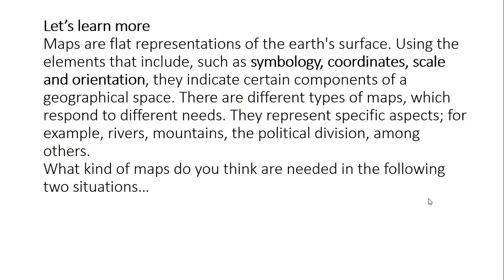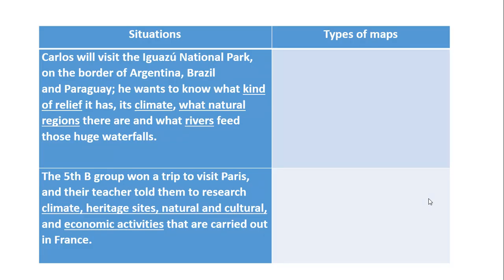Let's learn more. Maps are flat representations of the Earth's surface, using elements such as symbology, coordinates, scale, and orientation. They indicate certain components of a geographical space. There are different types of maps, which respond to different needs. They represent specific aspects, for example rivers, mountains, the political division, among others. What kind of maps do you think are needed in the following two situations? You can pause the video here.